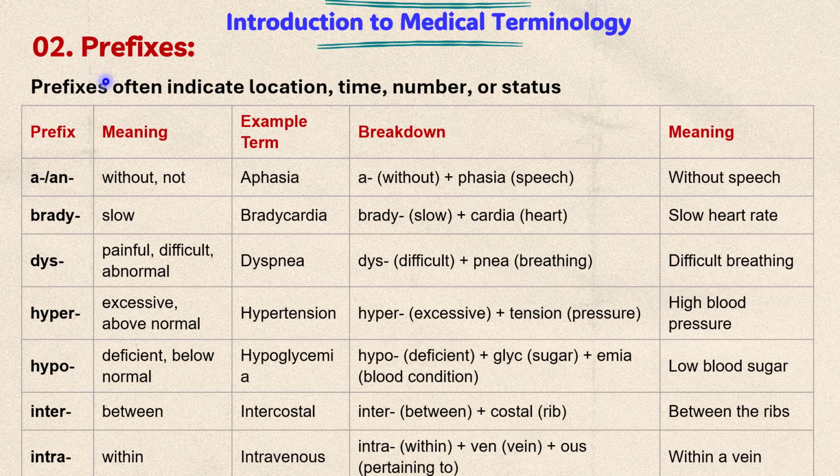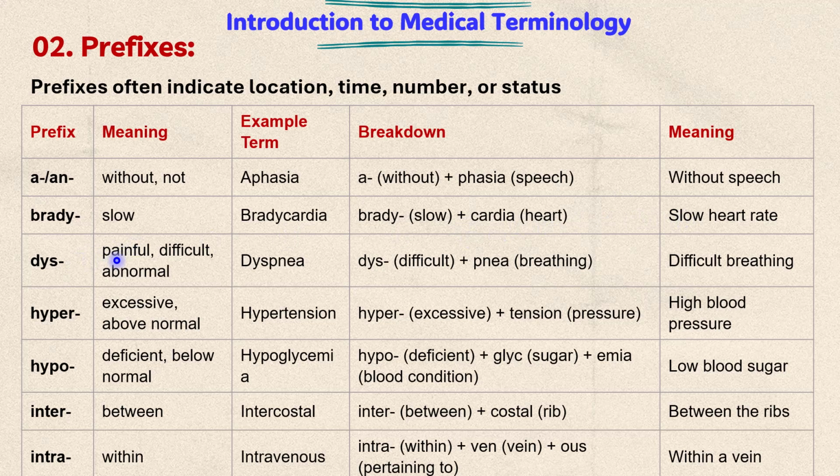Second one is prefixes. Prefixes often indicate location, time, number, or status. For example, prefix a or an means without or not. For example, aphasia. Here a is without, phasia means speech, so meaning is without speech. Brady means slow. For example, bradycardia. Here cardia is heart, so the meaning is slow heart rate.